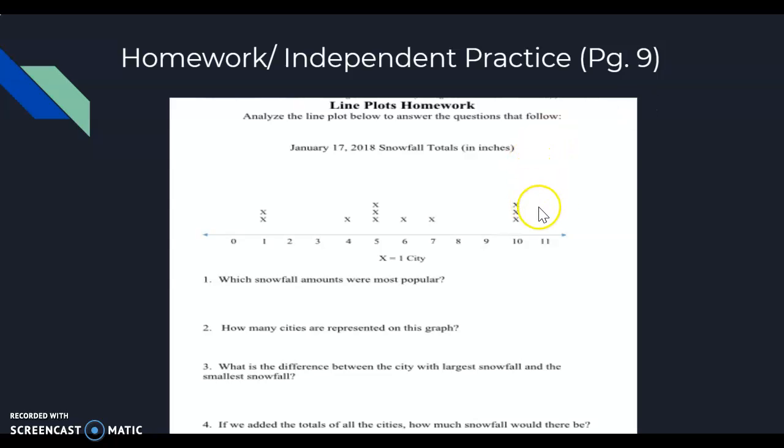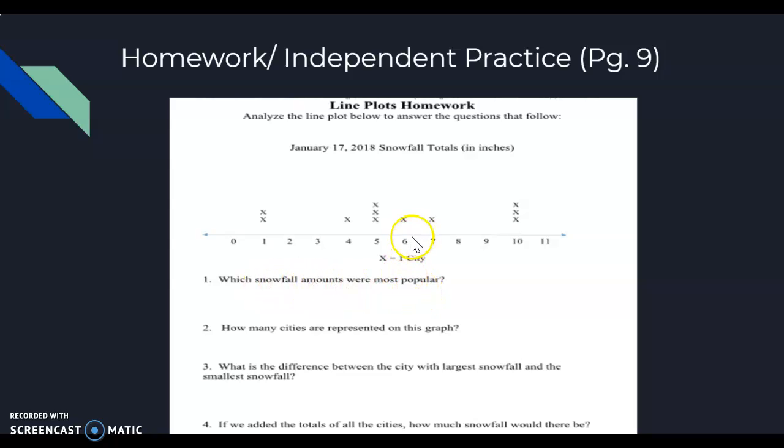Okay, let's take a look at number 1 before we end our session here. The title of it is line plots homework. Analyze the line plot below to answer the questions that follow. Now up here you got a date, January 17, 2018, snowfall totals in inches. Number 1 says, which snowfall amounts were most popular?